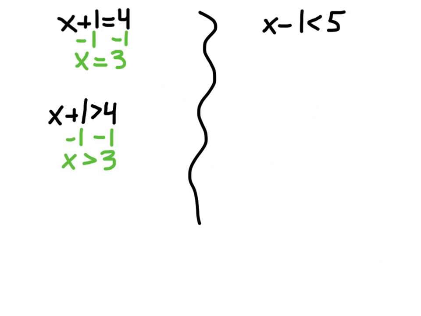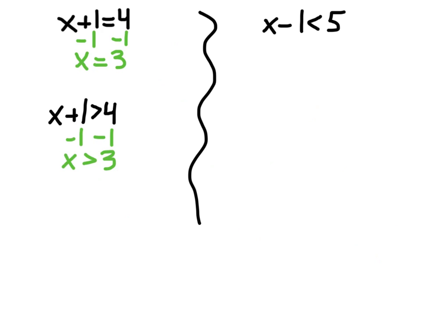Let's look at another example. We have x minus 1 is less than 5. Think about which numbers make this true. If we have 6 minus 1, that gives us 5. That's not less than 5. If we did 7 minus 1, that would be 6, which is certainly not less than 5. So we know we need to get smaller. If we had 5 minus 1, that gives us 4, so we know that's true.